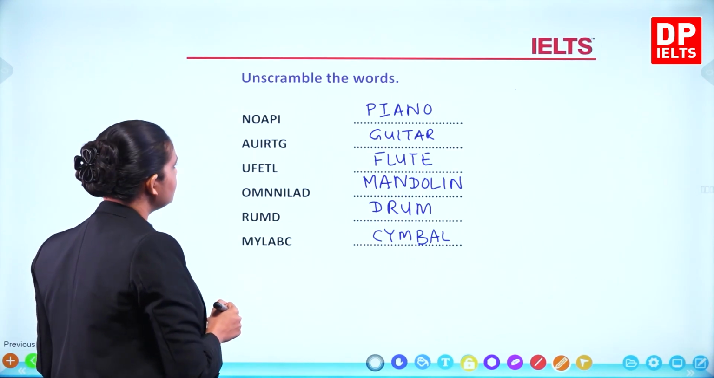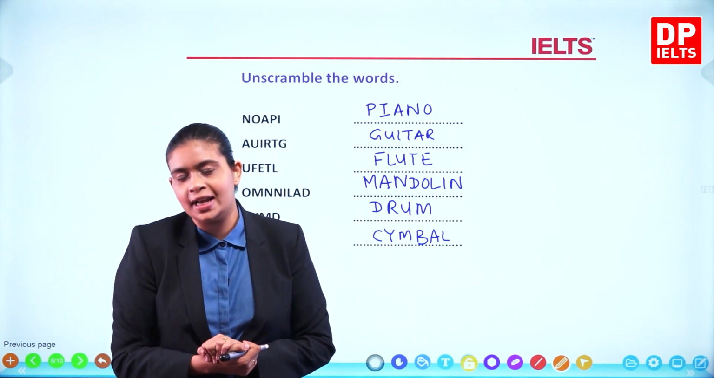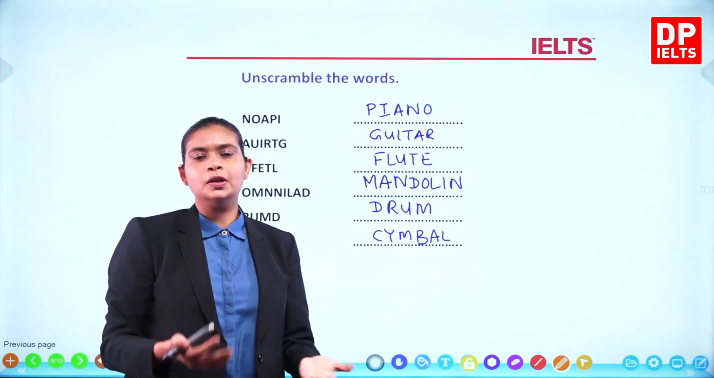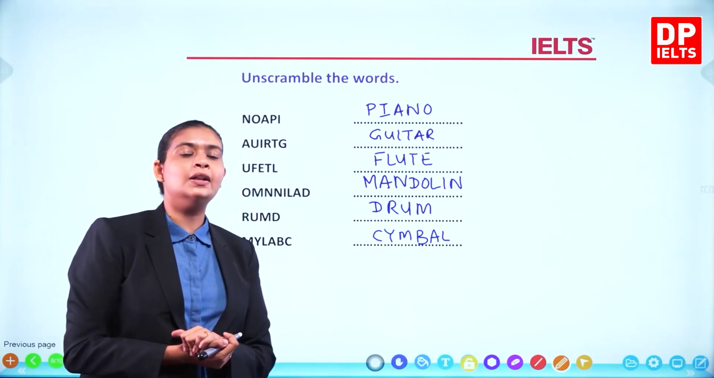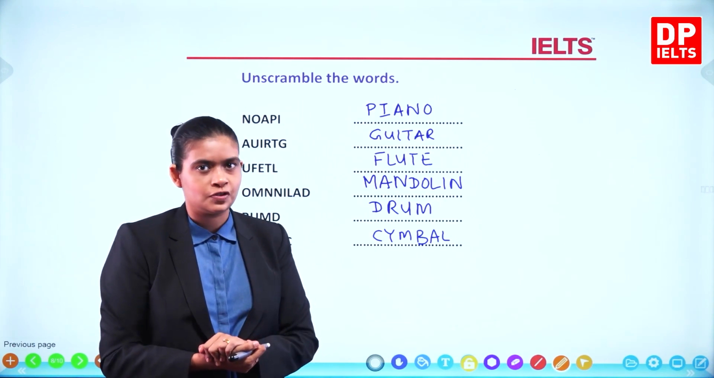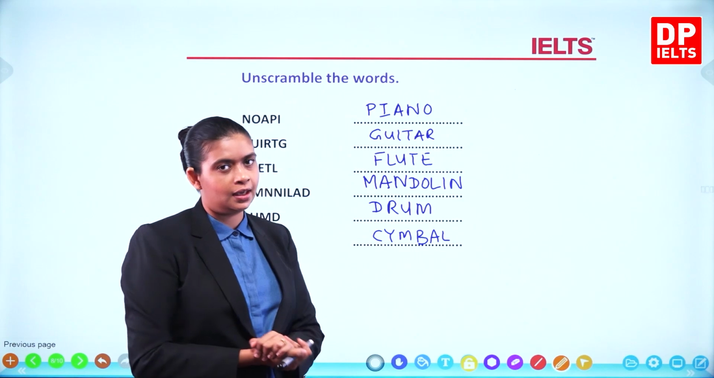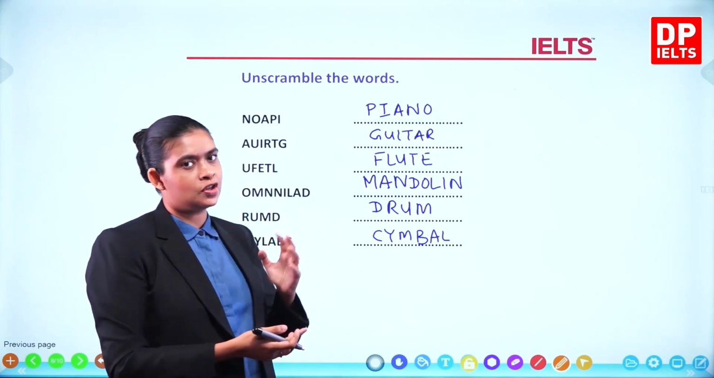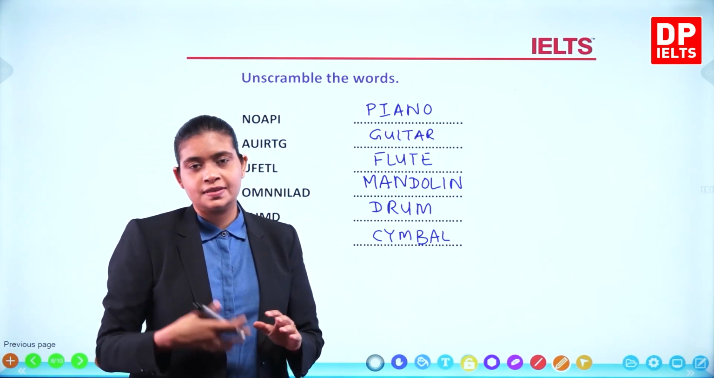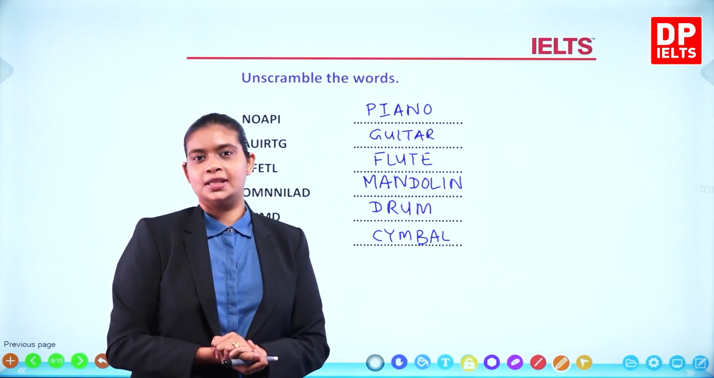All right, so with that, we come to the end of the lesson, right? So what did we do, right? We had a look at musical instruments. We started off with a few questions. Then you had to guess it, okay? Then of course you had a matching activity. You learned some new words and you had to unscramble the words as well.